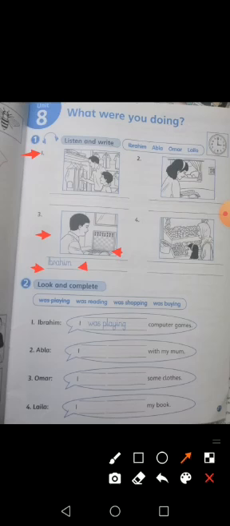So Abla was shopping with her mother. Abla was shopping. Which one is shopping? This one. So right here, Abla. Okay, Abla was shopping with her mother.